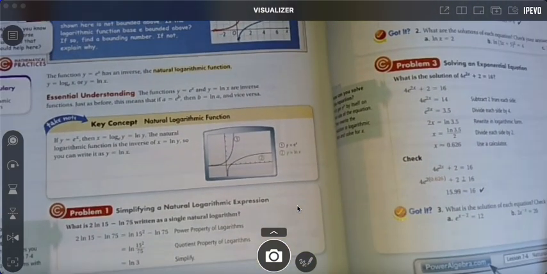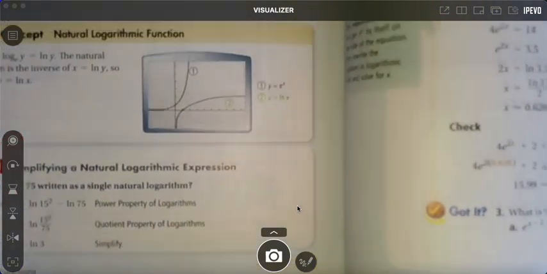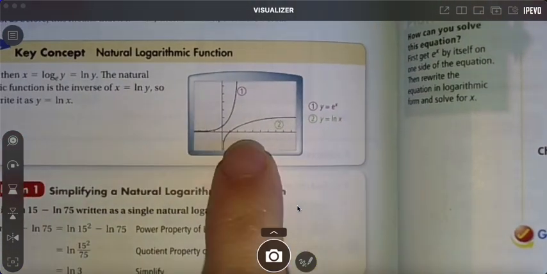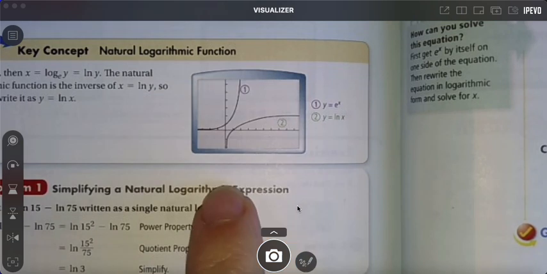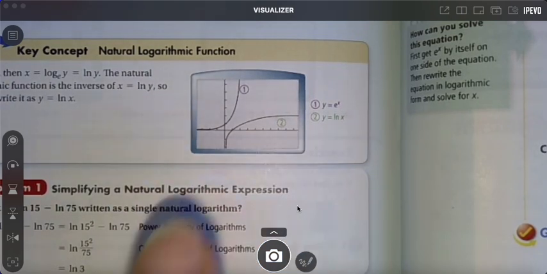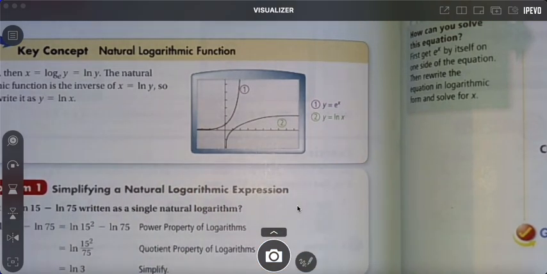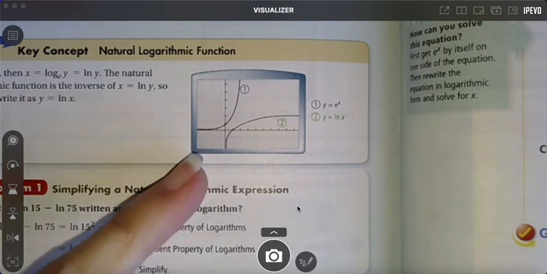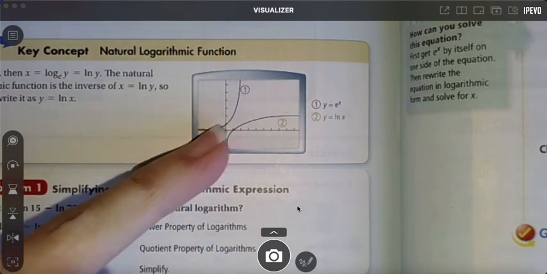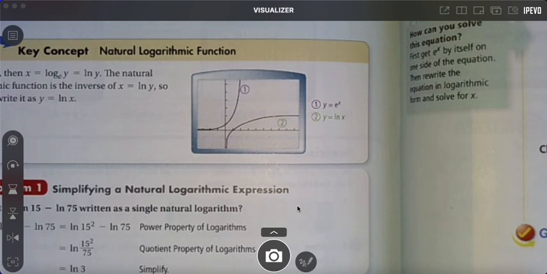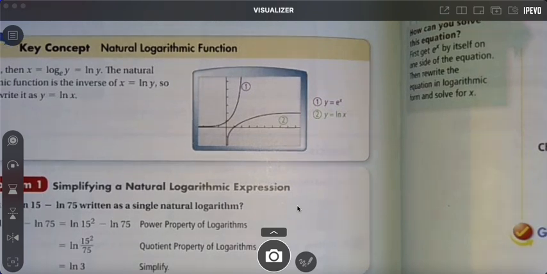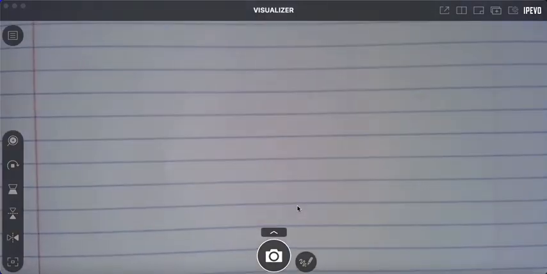Okay, so here's a picture. They're just showing you here are your two functions. This is e to the x, and this is the natural log. And you can tell that they're inverses. They're actually flipped over this line you can't see. So that's all they want you to know. Those are inverses. Now, here is our first problem. No graphing on any of this that I can see right now.